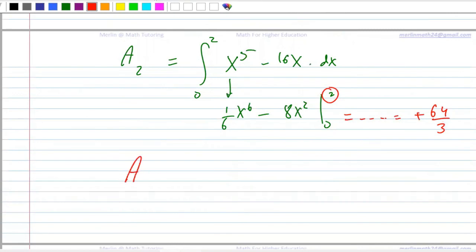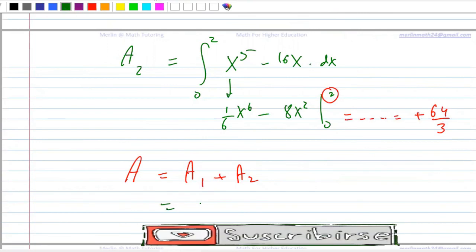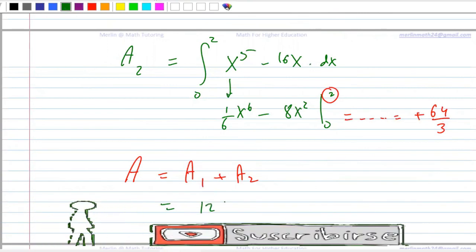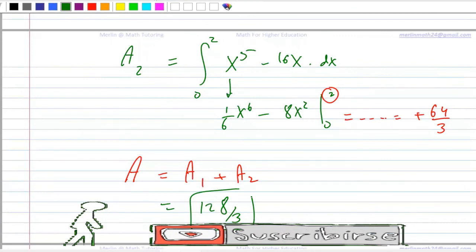So the total area would be how much? It means twice 64 over 3, so it is 128 over 3. Any question? No.